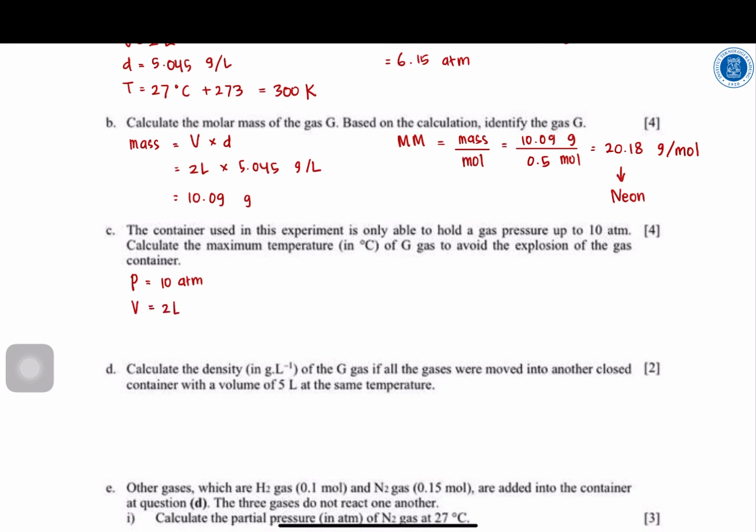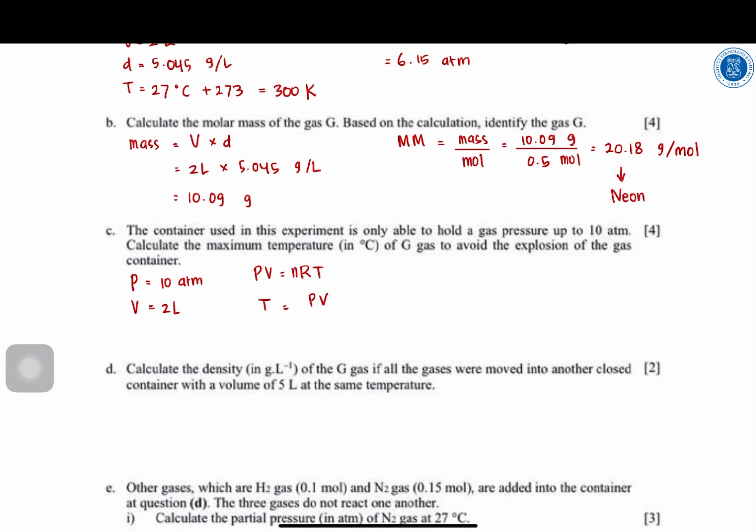And we know that the volume of the container is 2 liter. And then we want to know what is the maximum temperature of this gas when it reaches 10 atmosphere of pressure. So we can again use the ideal gas law. So in that case, we are going to look for the value of T.